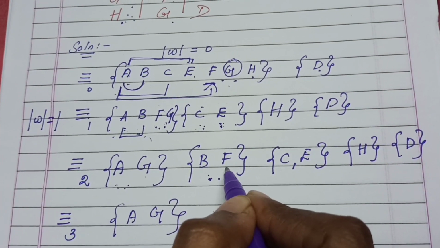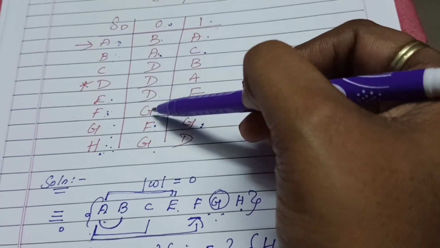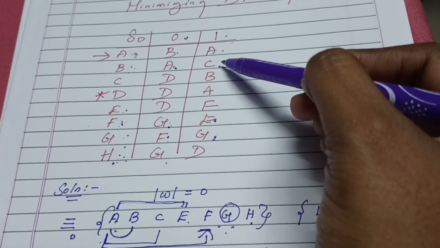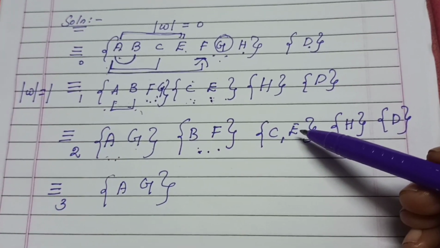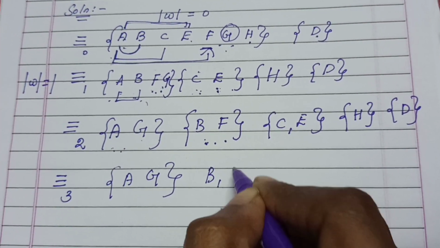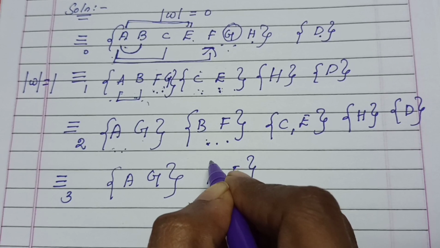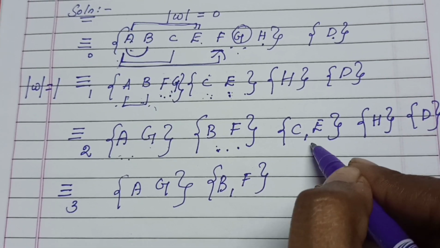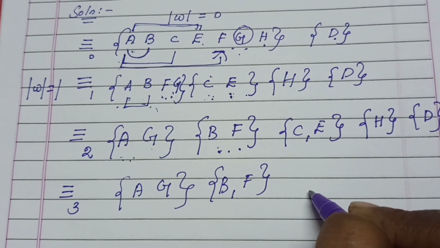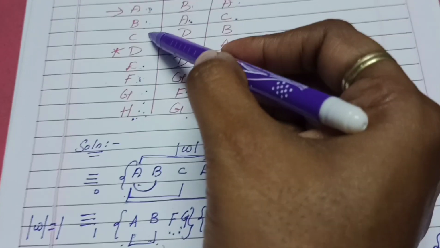Now let us check B and F. B and F on reading 0, it goes to A and G, same set. B and F on reading 1, it goes to C and E. Of course, C and E belong to the same set. So B and F are further indistinguishable here also. C and E in this step itself indistinguishable. So I hope it continues here also. Let us check it out.